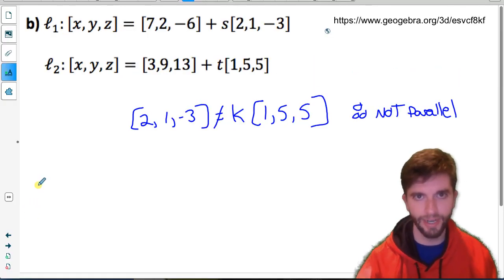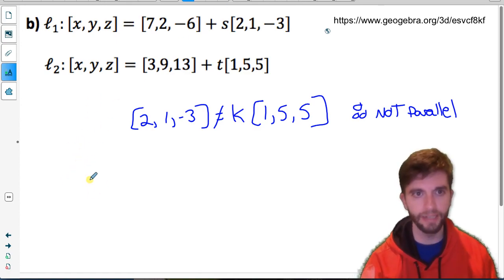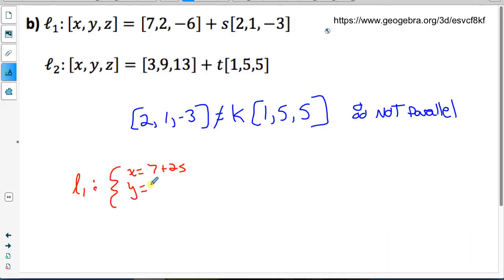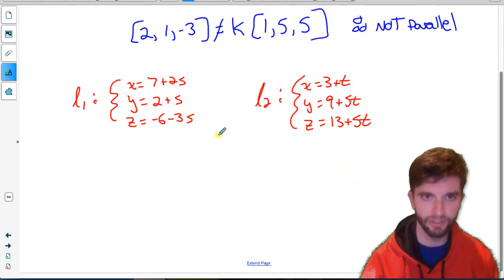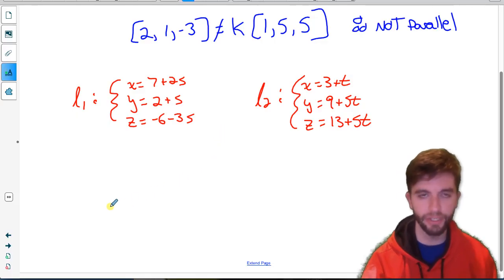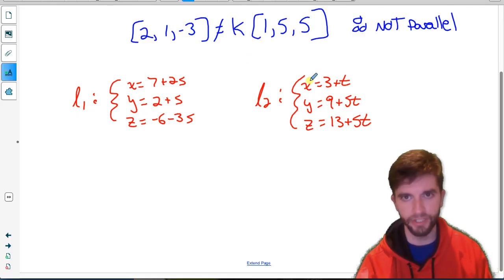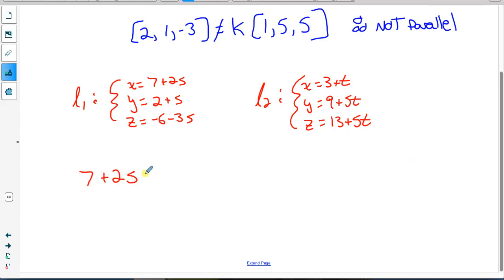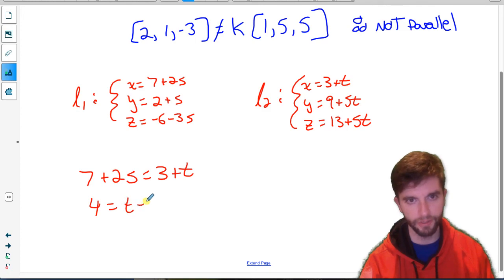We actually just start trying to solve the system and see what happens. So let's write the parametric equations of both lines. Okay, once you have the parametric equations of both lines, now we generate 3 equations by equating each of the variables. So equate the x variables together, and we get 7 plus 2s would equal 3 plus t. And I'm going to rearrange this so the constant is on the left and the variables are on the right, and I'll call that equation 1.